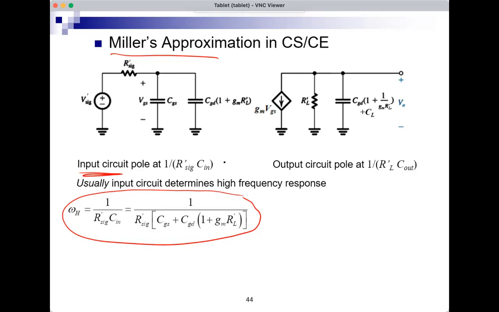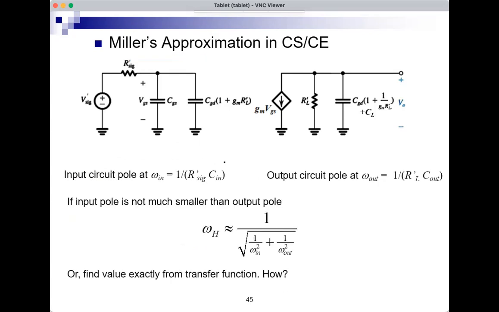Miller's approximation in CSCE with input circuit pole determining omega H. So this is 1 over R prime sig. R prime sig for the BJT is R sig parallel R pi, into CGS, which becomes C pi in the case of BJT, plus CGD, which becomes C mu, into 1 plus gm R prime L, and gm is gm for the BJT in this case. R prime L is RO1 parallel RO2. Okay, let's go back to our BJT exercise very quickly.